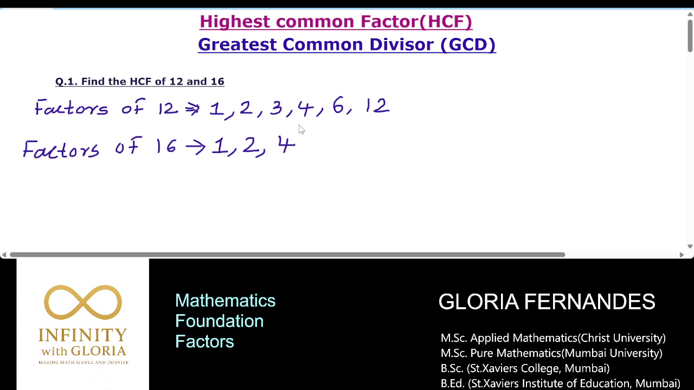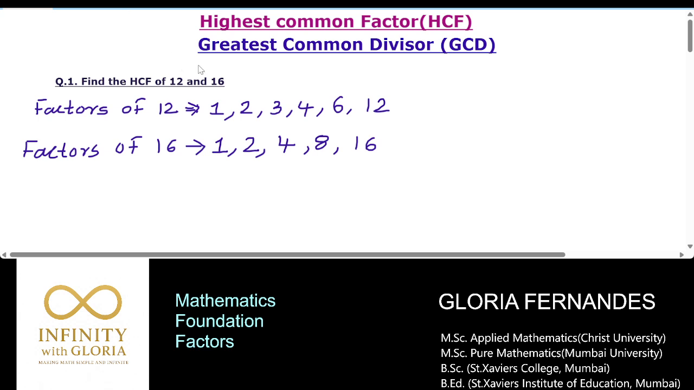Next will be 4. 4 4s are 16. Yes. Then I have 5. Will 5 come? No. Remainder will be 1. 6. No. 7. No. 8. Yes. 8 2s are 16. And then I have the number itself, that is 16. So these are the factors of 16, and we have calculated the factors of 12 as well.